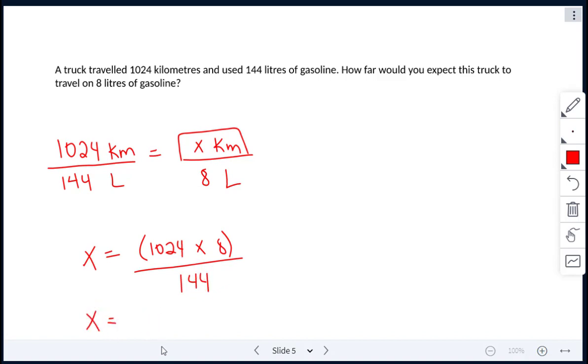And it is 56.8 repeating kilometers. All right, and we can round that. It depends on the question. Sometimes the question will tell you to round to the nearest whole number, or round to the nearest tenth. So let's just round to the nearest whole number. And we can just say it would travel 57 kilometers. That's just rounded up.